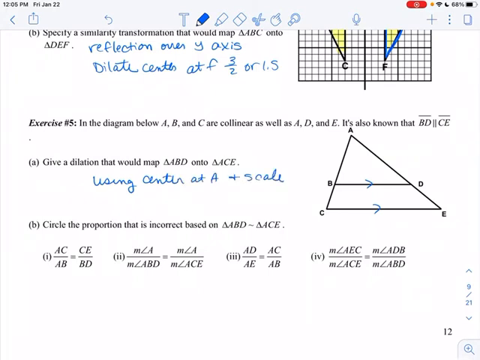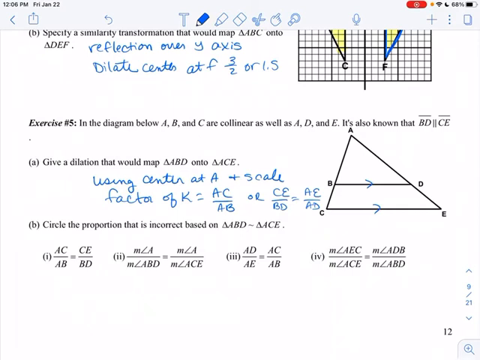and a scale factor. Remember, my scale factor is always image over preimage. So a scale factor of K. Image is going to be what it becomes, AC, and the preimage is what it was. And again, I could have said CE over BD, right? Or I could have said AE over AD, as long as it's image over preimage.